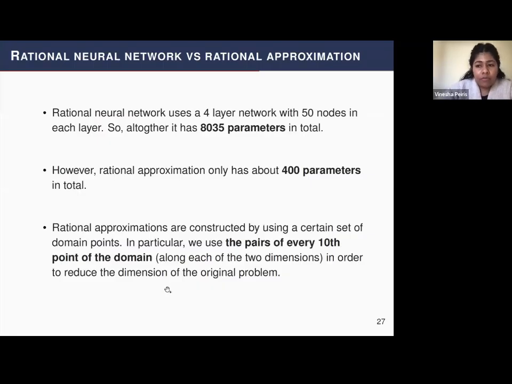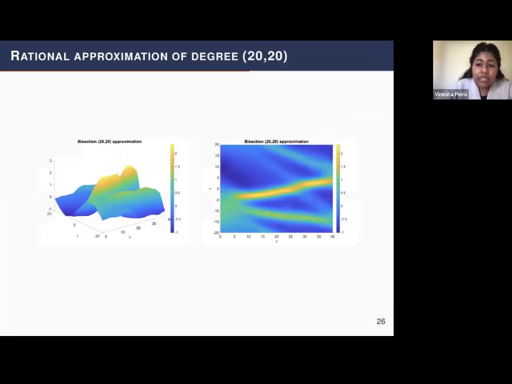But at the same time, as I said, we were using MATLAB, and when we fed the full data set into the MATLAB code, it actually crashed. It didn't like the amount of data that we were feeding. So we had to reduce the data set a little bit. In order to reduce it, we took the pairs of every 10th point of the domain along each of the two dimensions. And even with this reduced number of data points, even with this small number of parameters, we still get a much better approximation.